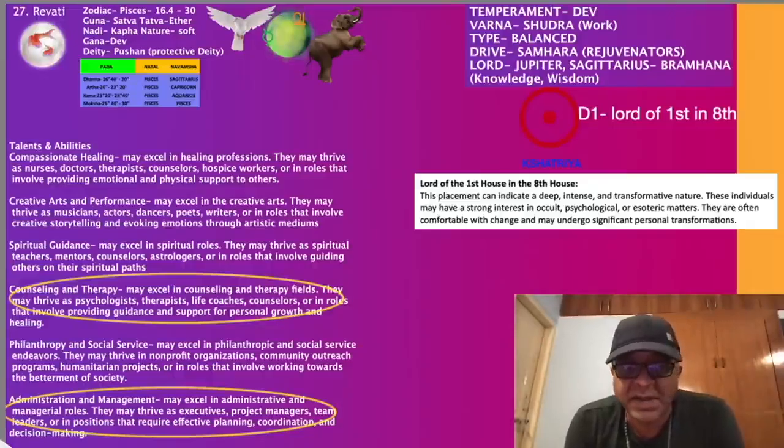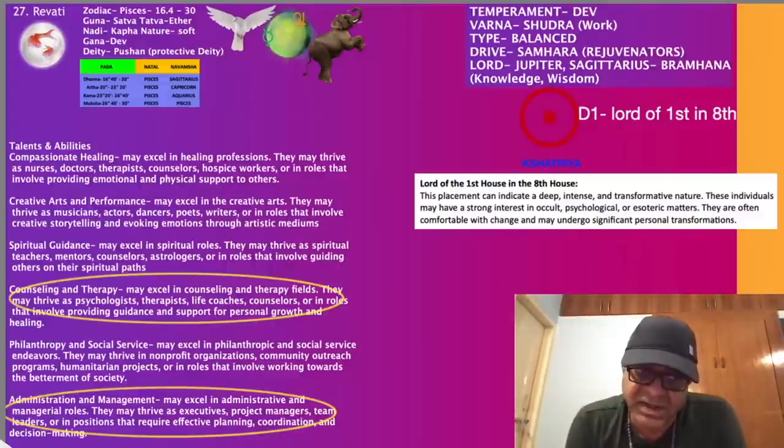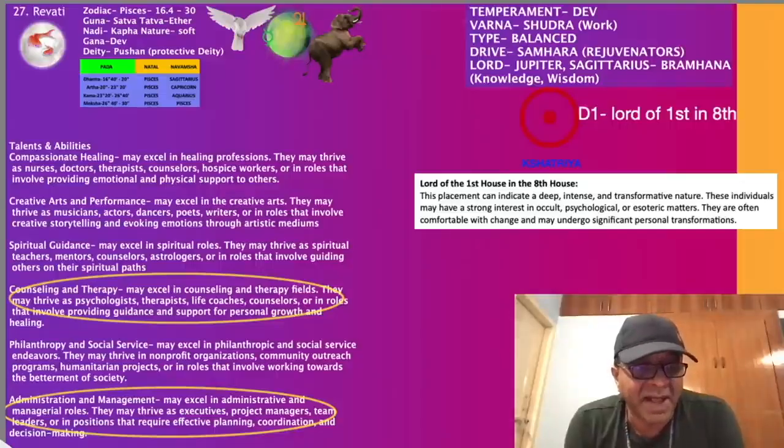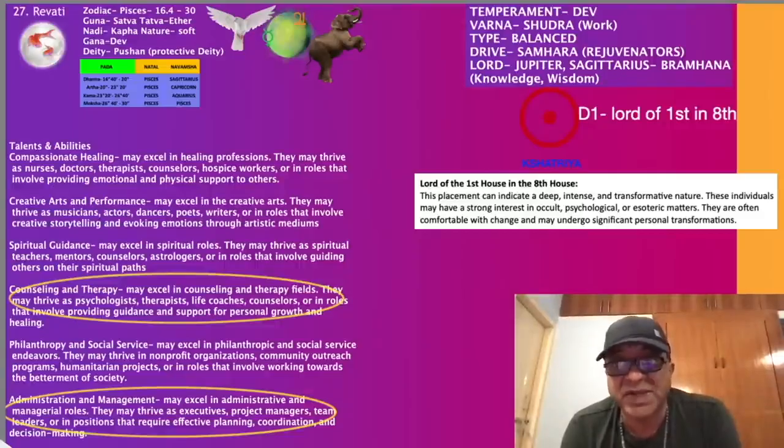Administration and management. They may excel in administration and managerial roles. They may thrive as executives, project managers, team leaders that require effective planning, coordination, and decision making. All these three aspects, planning, coordination, decision making, are involved in any manpower consulting agency. I would think so. Don't you? That's what her Lord of the First will give her. So, right there, also, you can see how it might play out as her main career path. Yes?